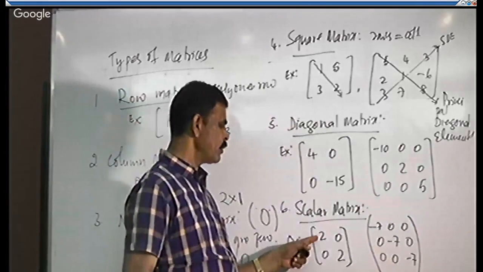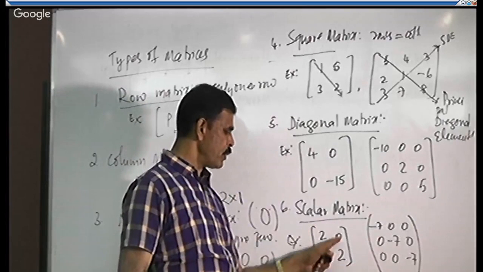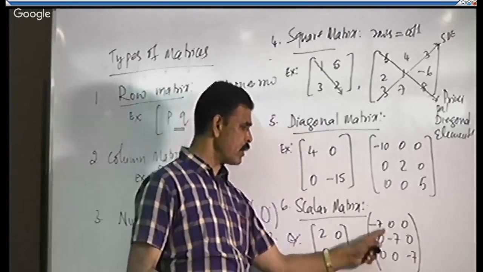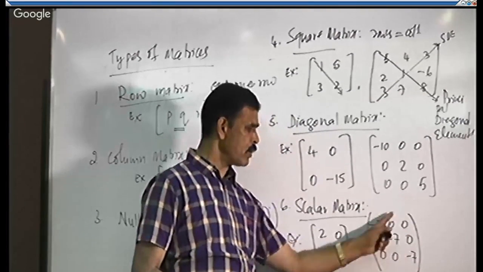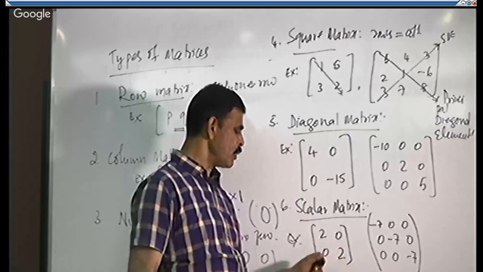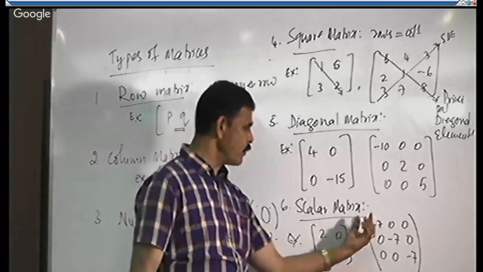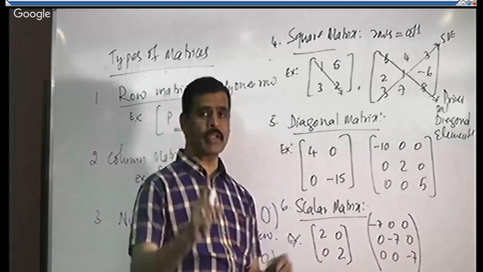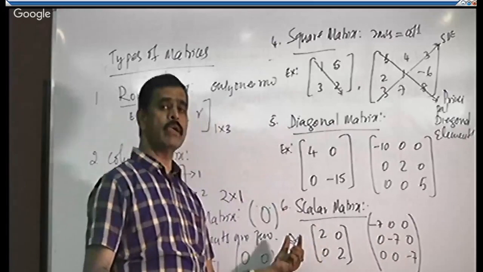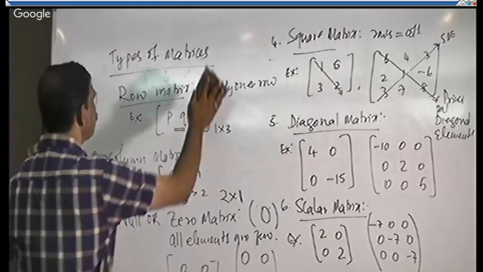These principal diagonal elements are the same, and the other elements are 0. Here also, the principal diagonal elements are the same, which are identical, and the other elements are 0. They are scalar matrices. Suppose in a scalar matrix all the principal diagonal elements are equal to 1, then that matrix is said to be a unit matrix, or an identity matrix.